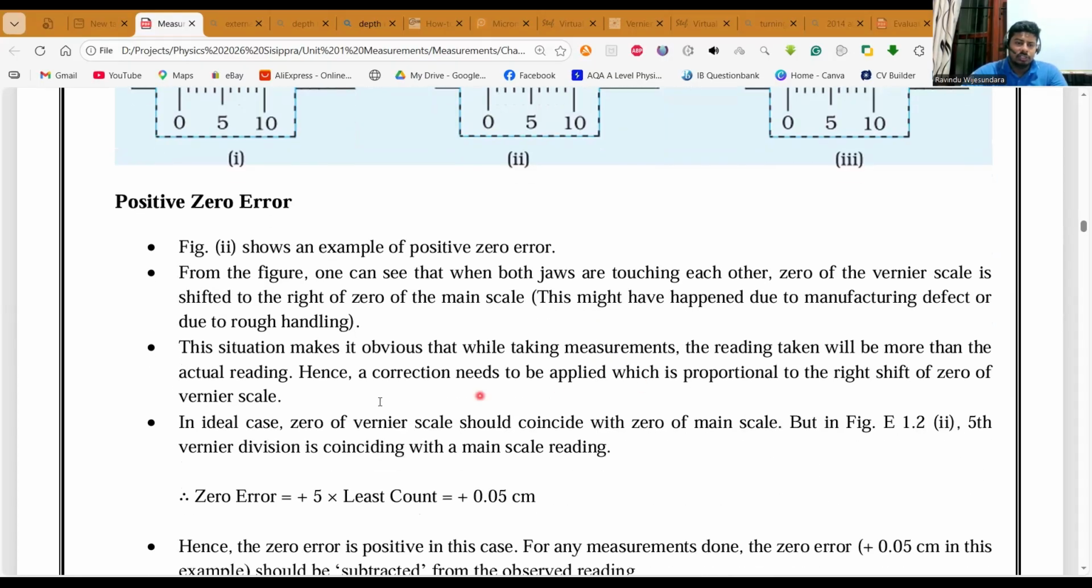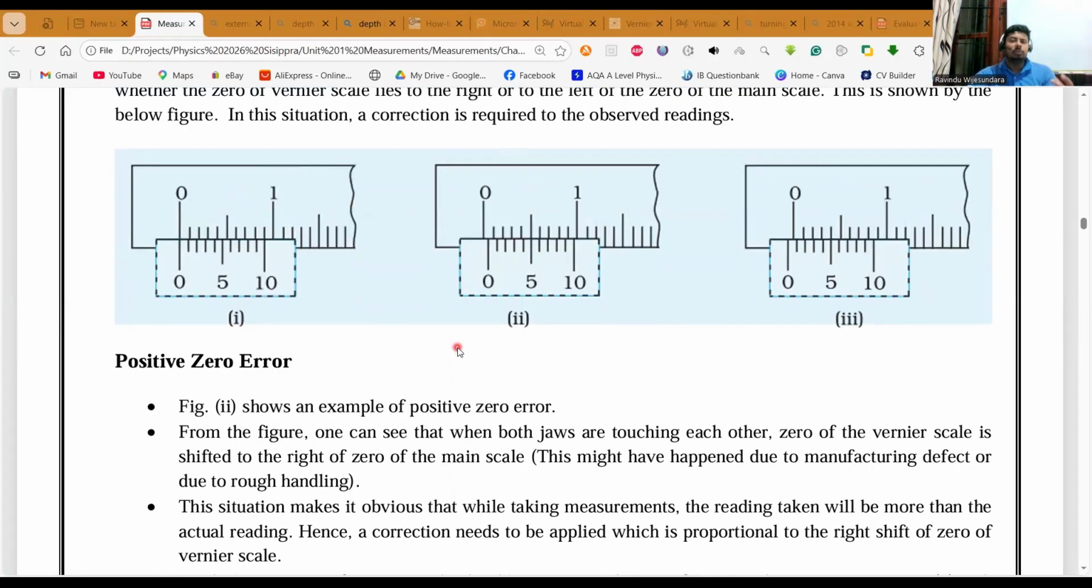So here you have the description, which shows an example of the positive zero error. From the figure one can see, and the explanation is given there, but you don't need to remember each and every sentence here. You just take the idea. Try to grasp the idea behind this one, right?